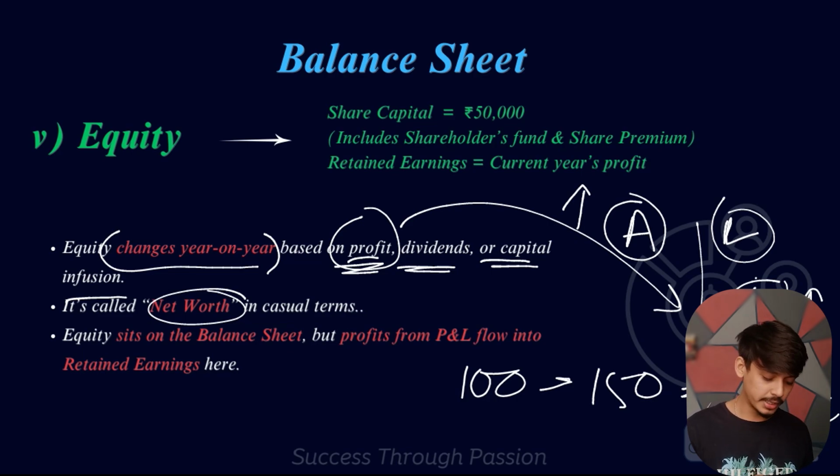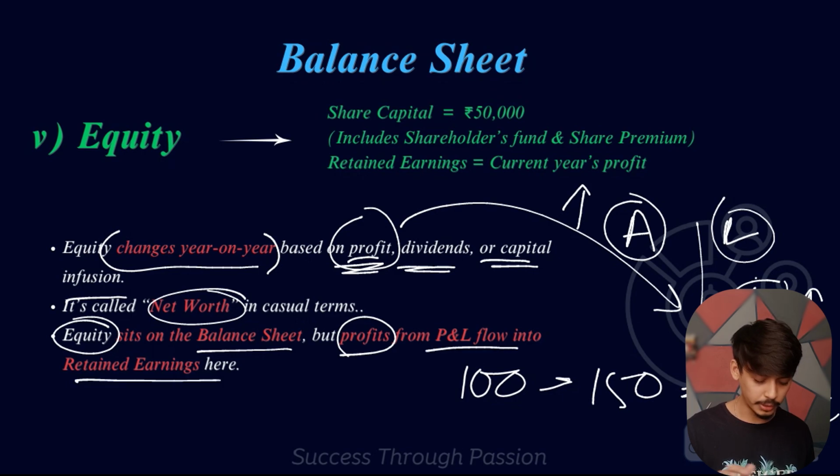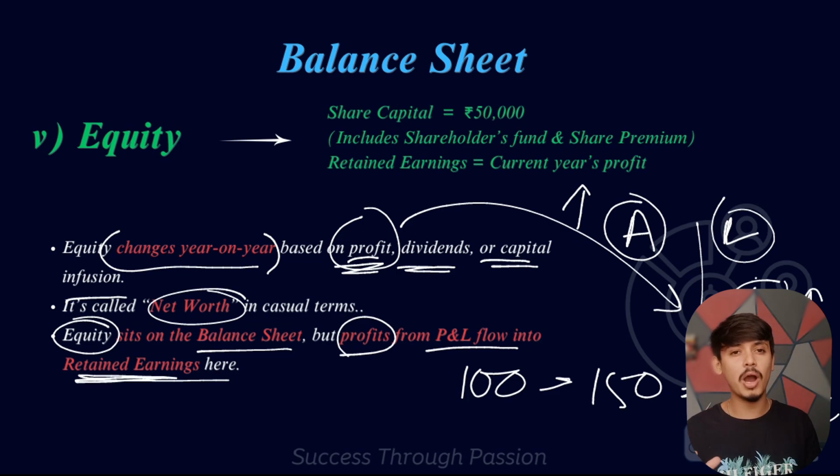And the final point over here is equity sits on the balance sheet, but profits from the P&L flow into retained earnings here. So as we mentioned in the first point, the profits will go into equity and that will be termed as retained earnings. That is the amount of earnings that are retained in the business and not given out as dividend to the shareholders. So that was about the entire balance sheet line items. So next we will move on to the case study and create a detailed balance sheet.